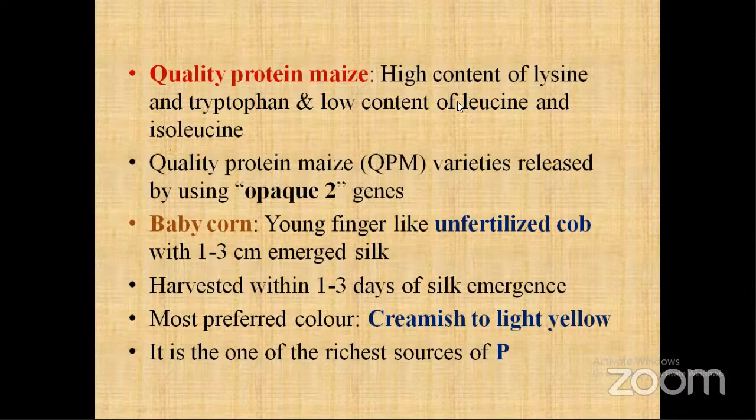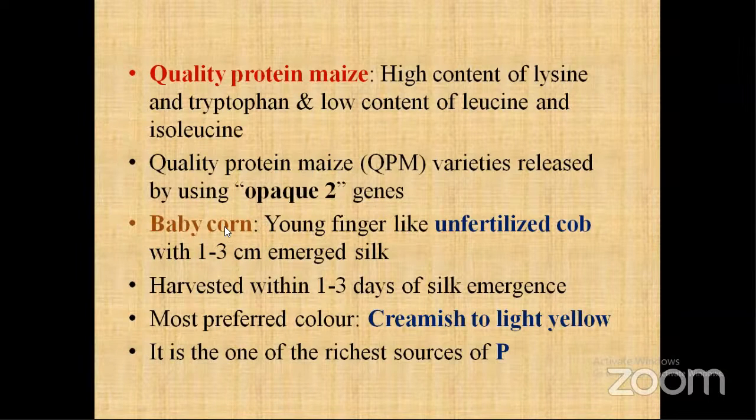Leucine and isoleucine are also amino acids, but they should be present in low amounts, because if they are present in high doses, they are harmful for our human body. They may interfere with our digestive system and nervous system. So leucine and isoleucine should be present in low content.